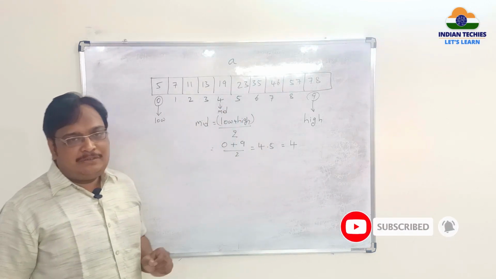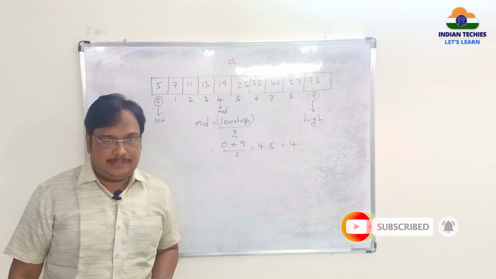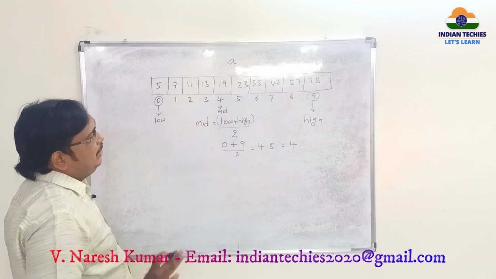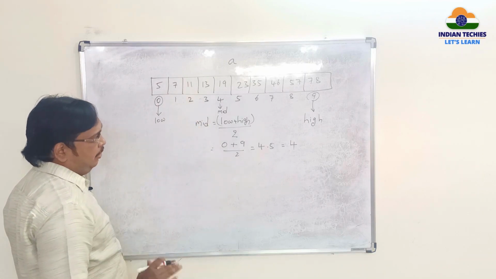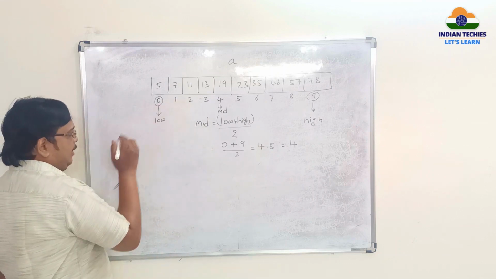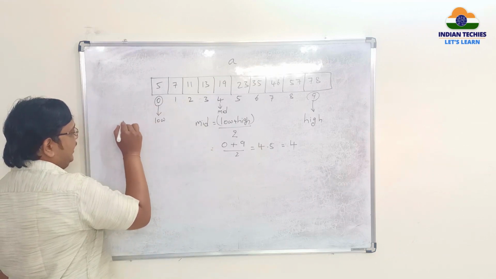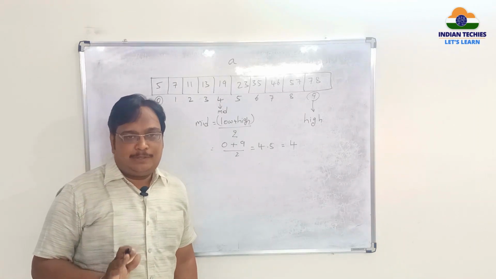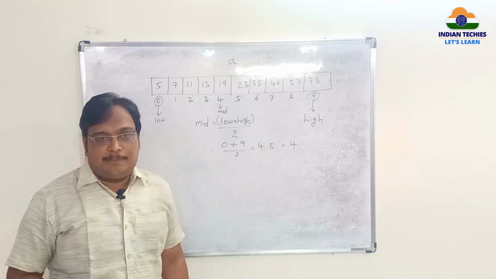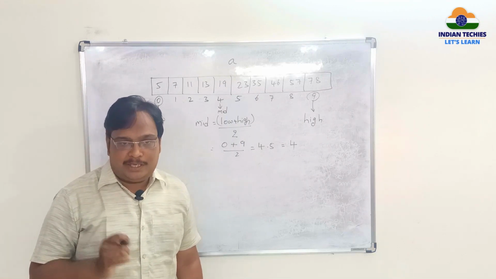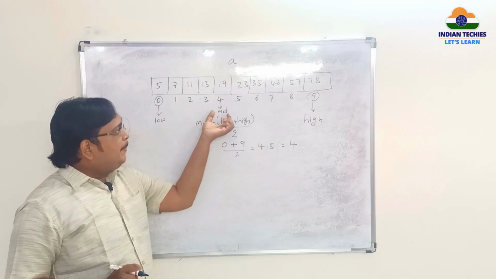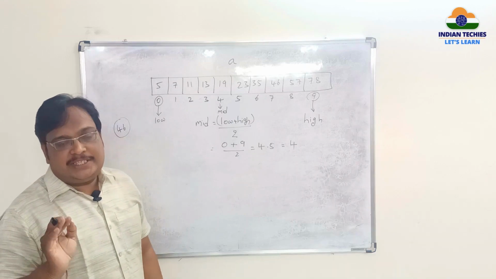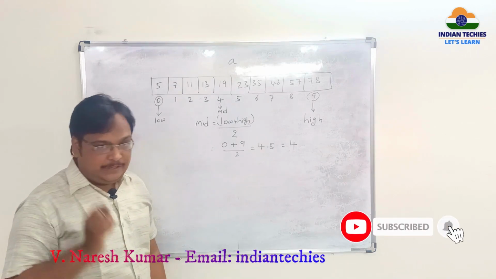So, we got the low value, the high value, and the mid value. Suppose I want to search whether a value is available in my list or not. For example, whether 46 is available in the list or not. Always remember, we should compare the element that we want to search only with the mid value. We don't compare with any other values.